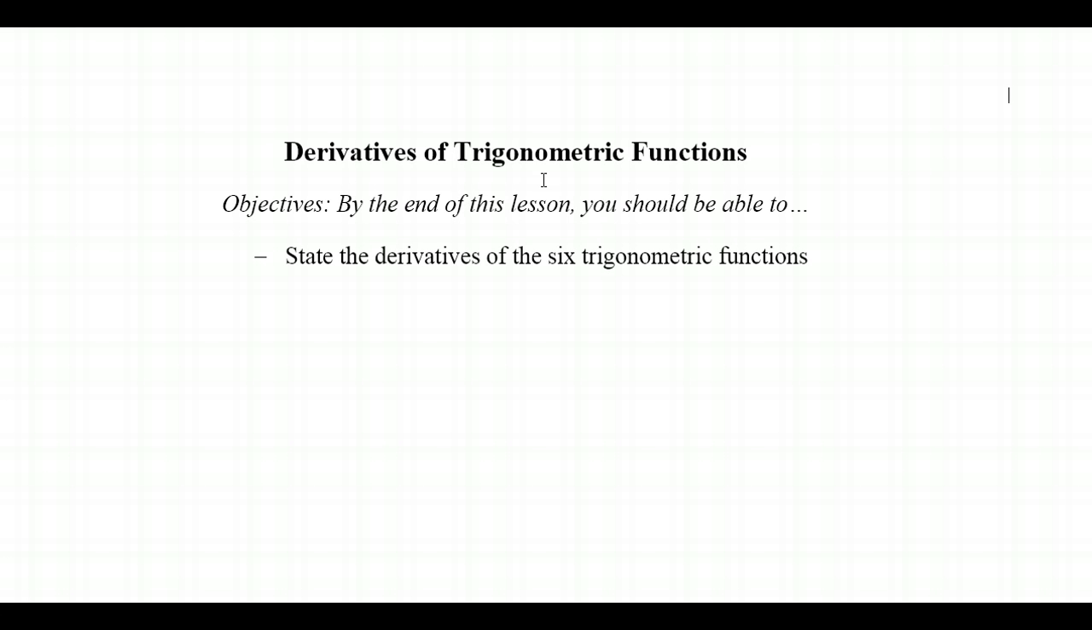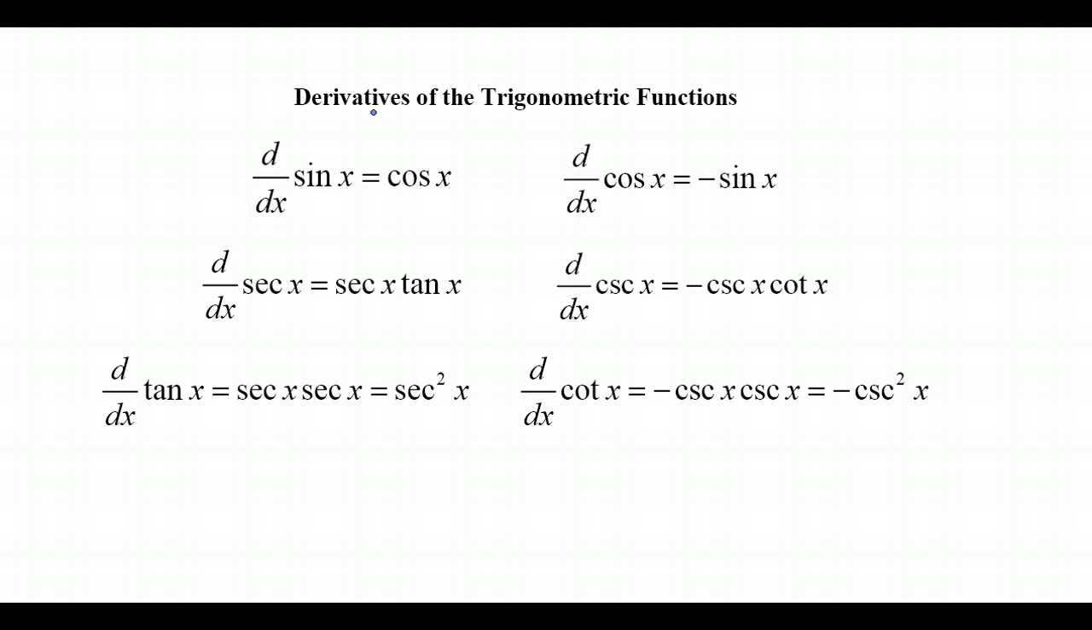The derivatives of trigonometric functions. Alright, so here they are, the derivatives of the trigonometric functions. So remember there are 6 trigonometric functions, and the derivatives of each are provided below. So the derivative with respect to x of sine x is cosine x. So the derivative of sine is cosine.